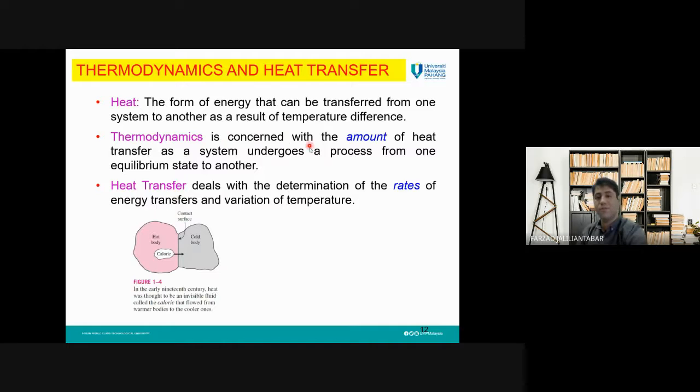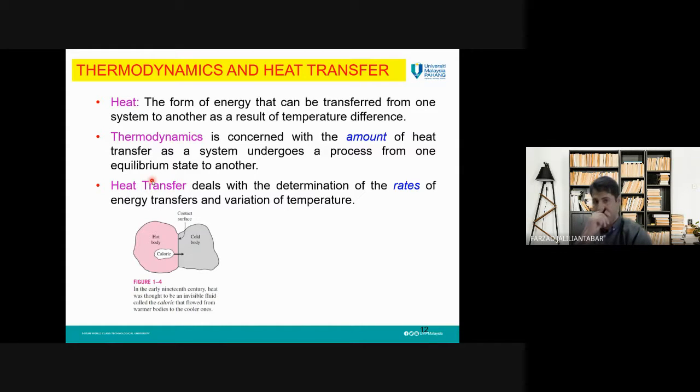Thermodynamics is concerned with the amount of heat transfer as a system undergoes the process from one equilibrium state to the other one. And heat transfer deals with the determination of the rates of energy transfer and variation of the temperature. You will see how heat transfer is effective on the temperature of the system or body.